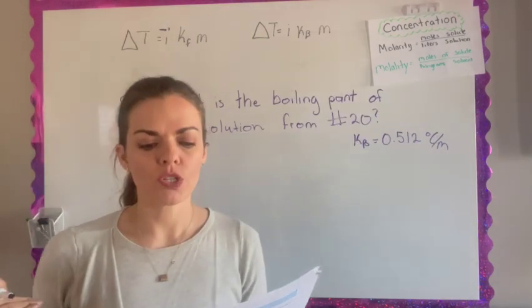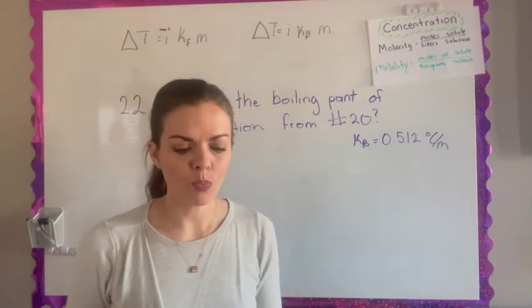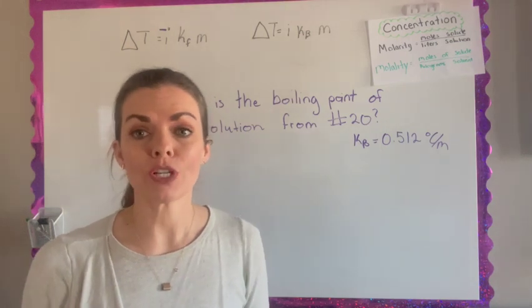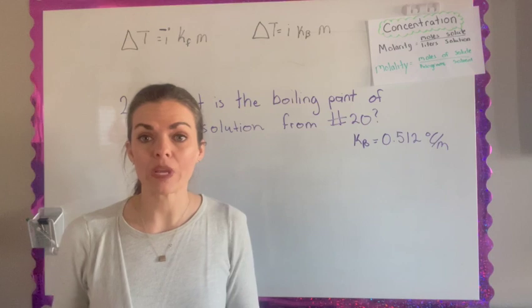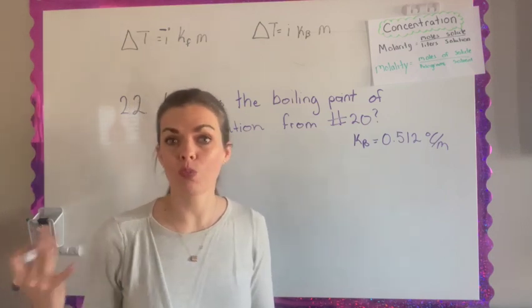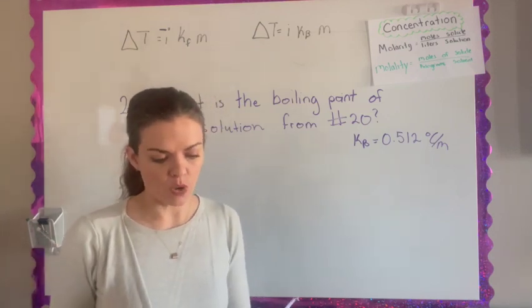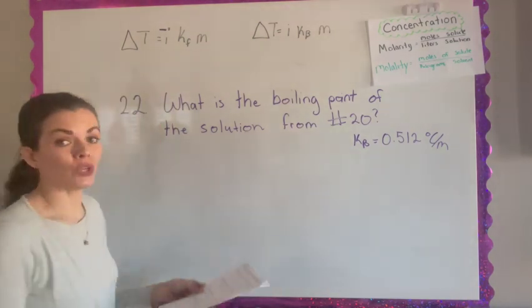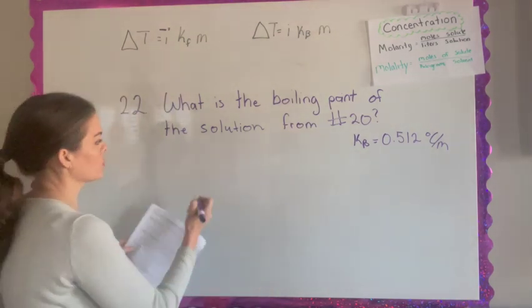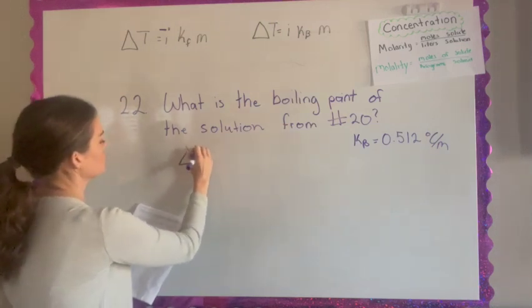So number 22 asks us what's the boiling point of the solution from question number 20. And so question number 20 was the solution where we had salt. So we're just going to work through the boiling point equation and see what we have and use our data from the previous question. So I don't know delta T. I'm looking for the boiling point.